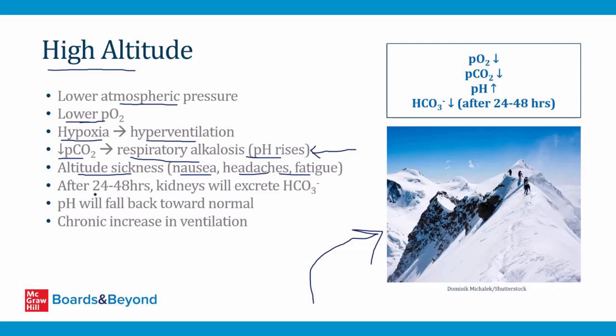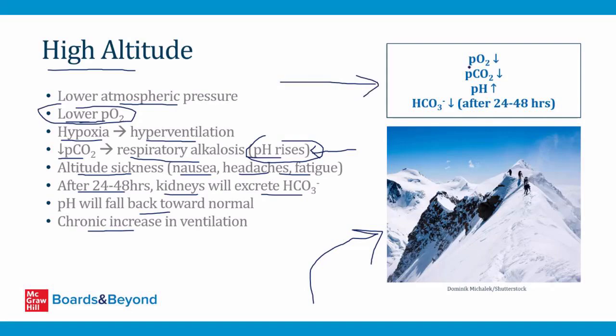Now, after you've been at high altitude for about 24 to 48 hours, your body will begin to acclimate. And what will happen is the kidneys will start to excrete bicarb, and this is going to bring the pH, which is initially high, back down towards the normal range. And that's where it's going to remain. It will be slightly elevated or at the upper end of normal. And over time at high altitude, there's going to be a chronic increase in ventilation, and that's to make up for the lower PaO2.